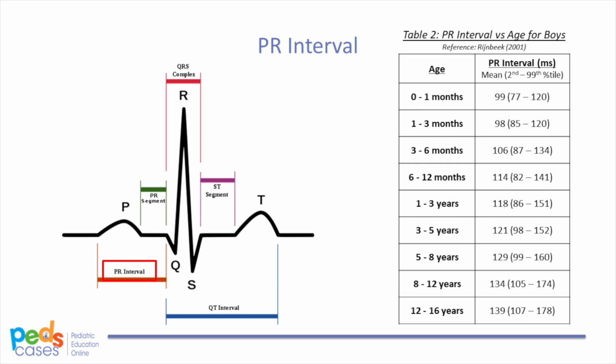The PR interval is measured from the start of the P wave to the start of the Q wave and is best seen in lead 2. It gradually increases from a mean of 100 milliseconds at birth until it reaches adult norms of 120 to 200 milliseconds by age 16. Prolongation of the PR interval typically indicates an abnormal delay in the conduction through the atrium and the AV node, and may be seen in myocarditis, congenital heart defects such as atrial septal defect, hyperkalemia, and ischemia. A short PR interval may be seen in Wolff-Parkinson-White, among other conditions.